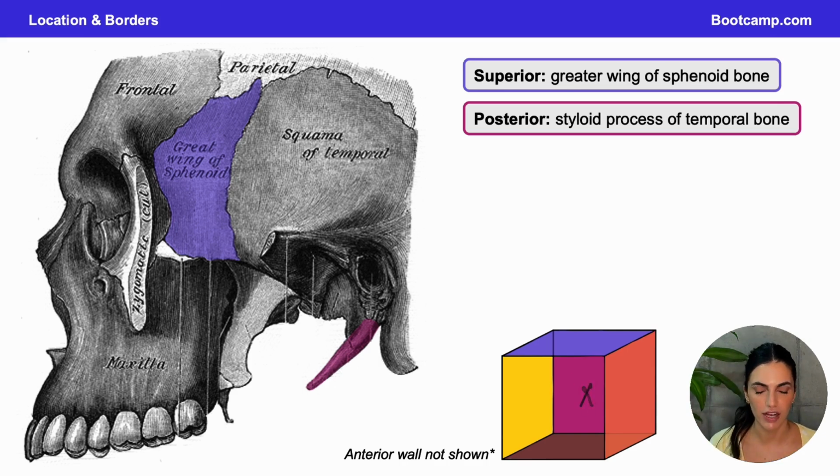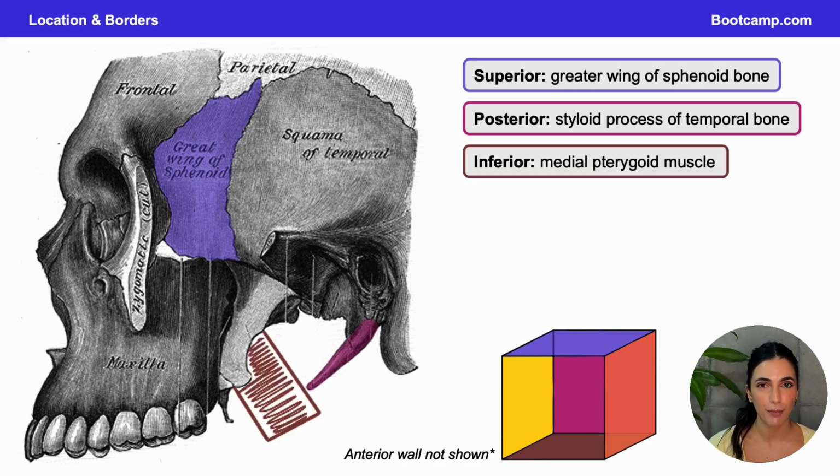Now, the inferior border of the infratemporal fossa is going to be formed by our medial pterygoid muscle, which you can see here. I've drawn it in because this image didn't have the medial pterygoid attached to it, but nonetheless, the medial pterygoid is one of our muscles of mastication that helps us move the jaw, and it's found slightly more inferiorly compared to our other pterygoid muscle, the lateral pterygoid. So that medial pterygoid is more inferior, so it's going to be forming the floor of the infratemporal fossa.